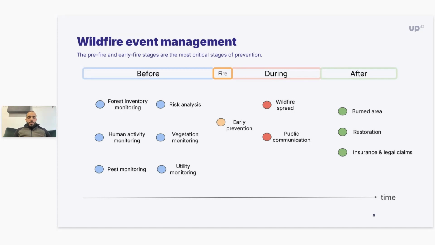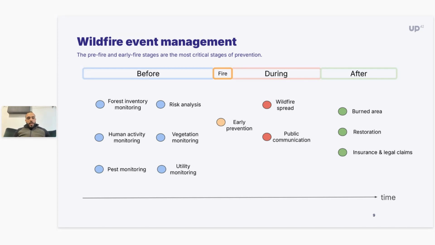And if you really cannot prevent it in the early stage, it gets into a wildfire, and it becomes really, really hard afterwards. And most of the time, the only solution is just to flee in those situations. And in that case, you want to monitor the wildfire spread.